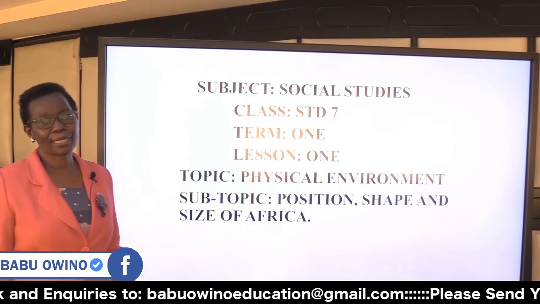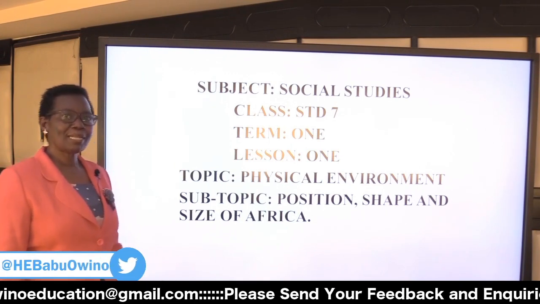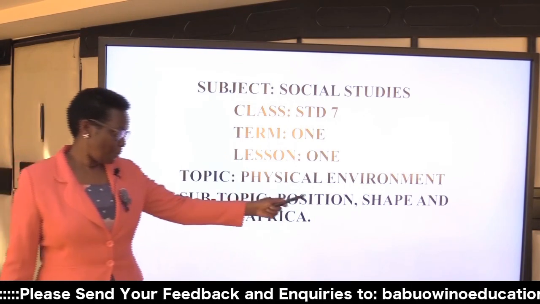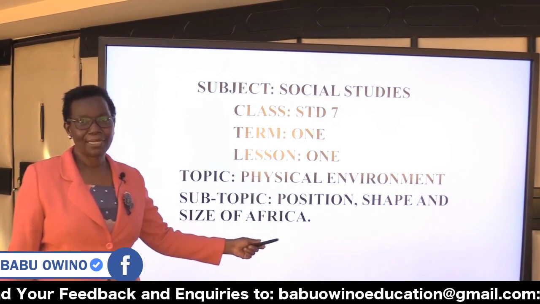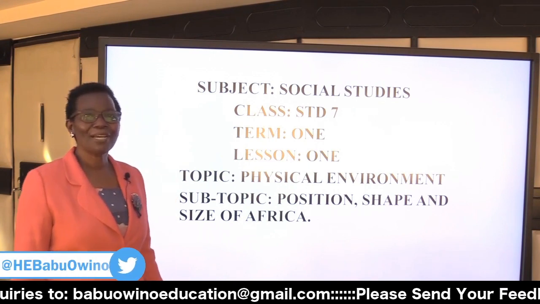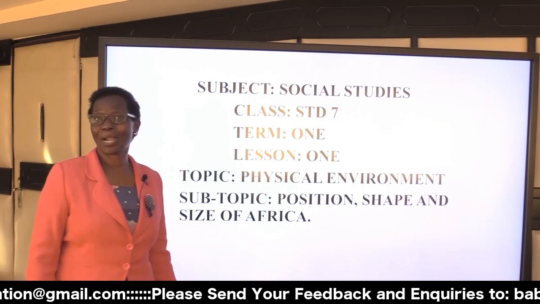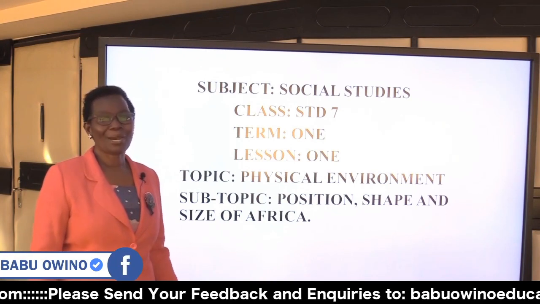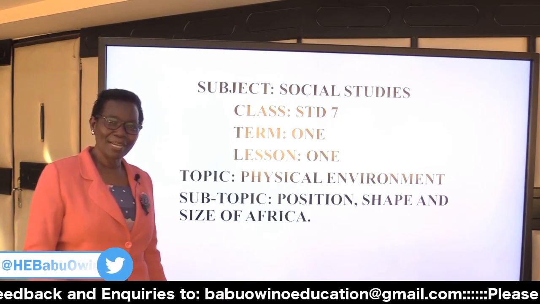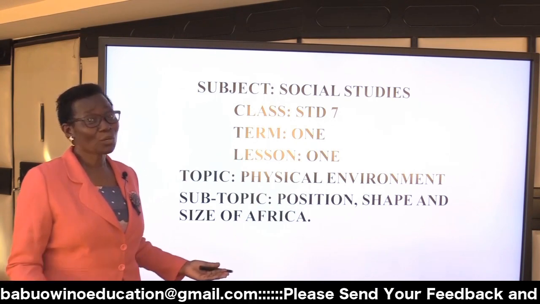So I welcome you to this lesson on physical environment, Standard 7. In this particular lesson, our subtopic will be the position, shape, and size of Africa. Here in Standard 7, we are learning about Africa. In Class 6, we learned about Eastern Africa. In Standard 5, we learned about Kenya. In Grade 4, we learned about our county. All these, when you add your county, it gets to Kenya. Kenya is found in Eastern Africa. Eastern Africa now is found in the African continent.